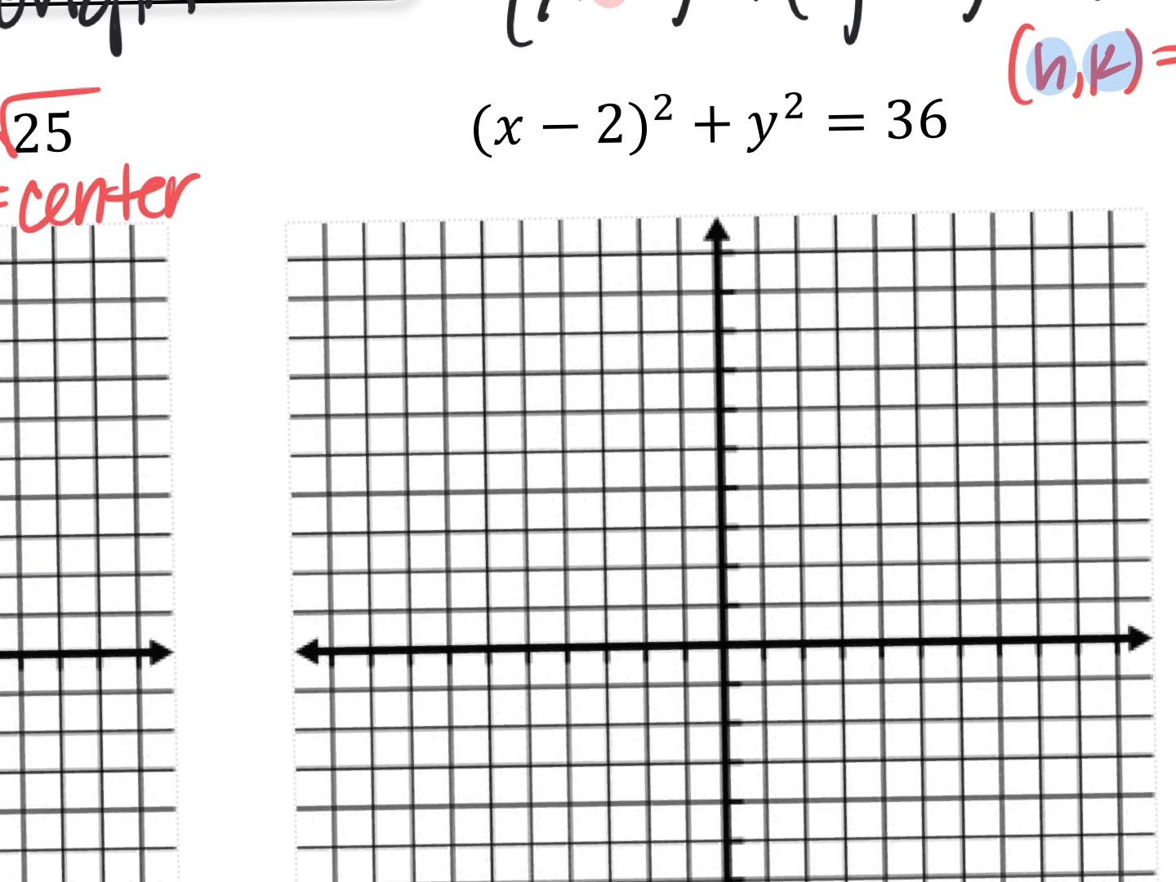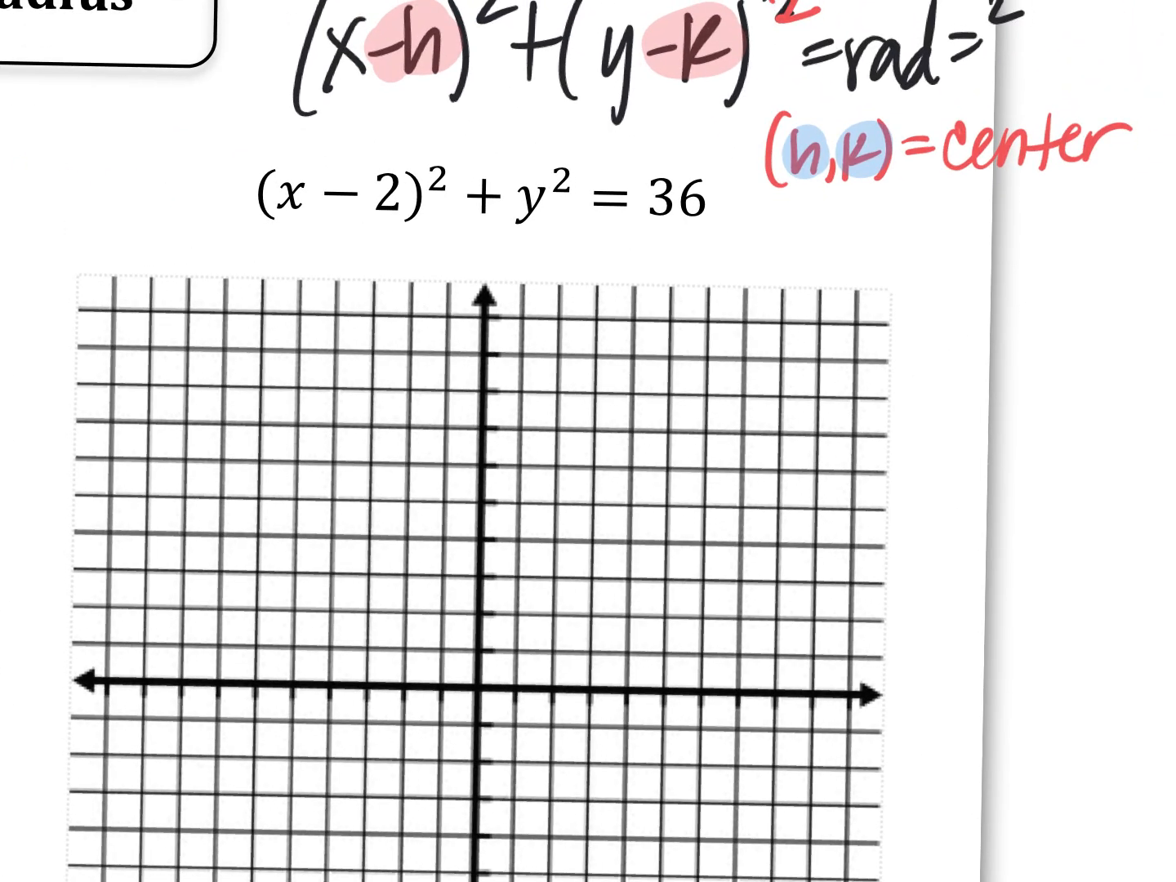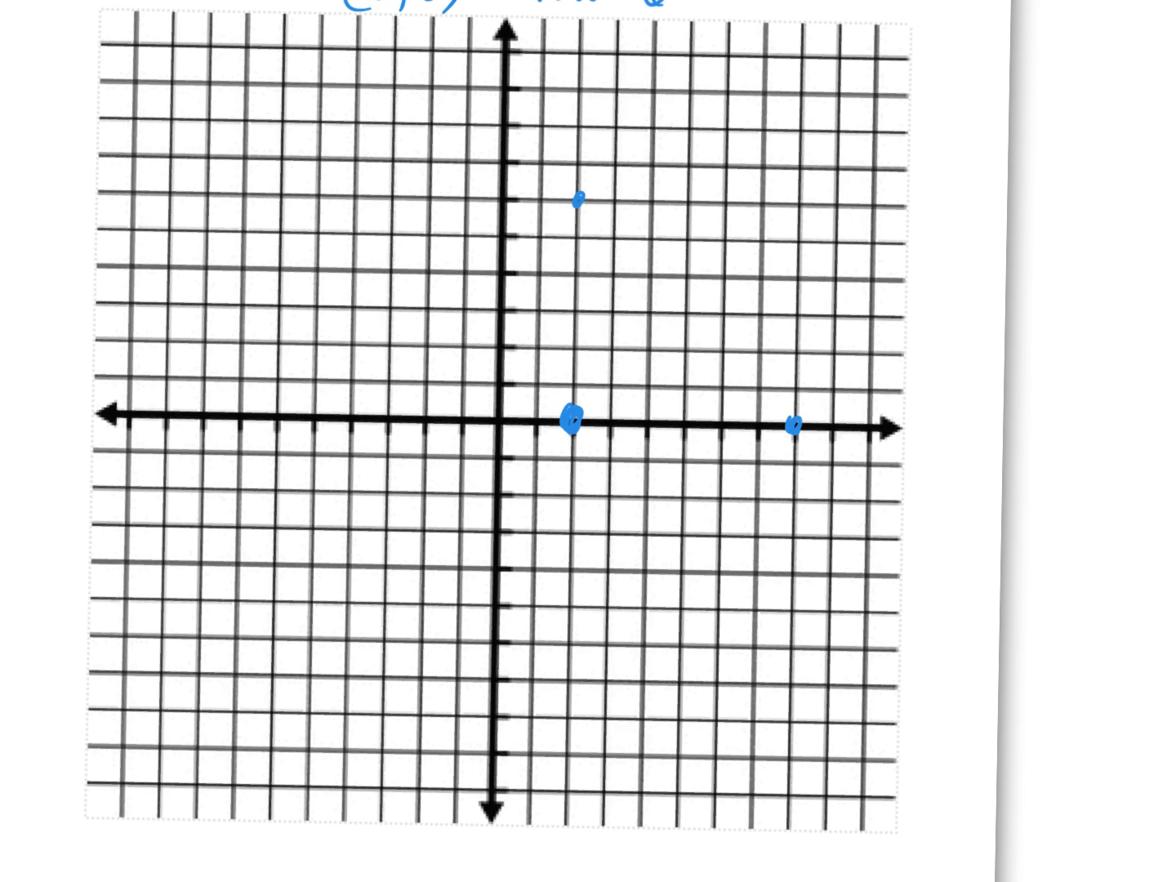Let's do one more. Ooh, who could tell me my center on this one? Center. And you're like, well, what's going on there? Say that again. 2, 0. Caroline's like, okay, well, there's nothing with the y, so it's going to be a 0. Very good. Caroline, what do you think the radius would be? 6. Great. We just take the square root of that guy. So I'm going to go right 2, 0, and then I'm going to go up 6. I'm going to go right 6, down 6, and left 6. And then see if someone could get some M&Ms.